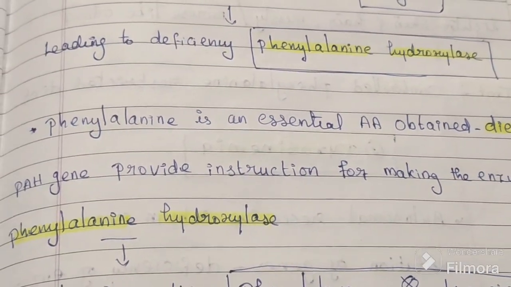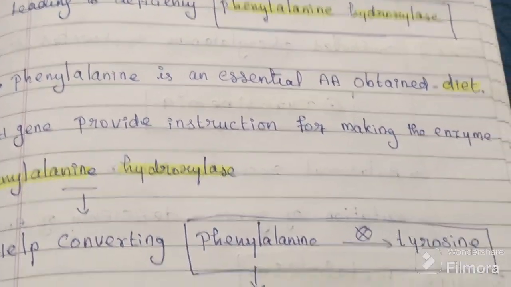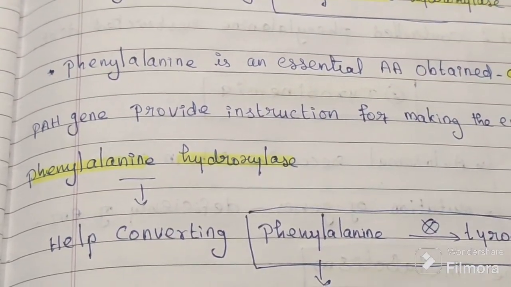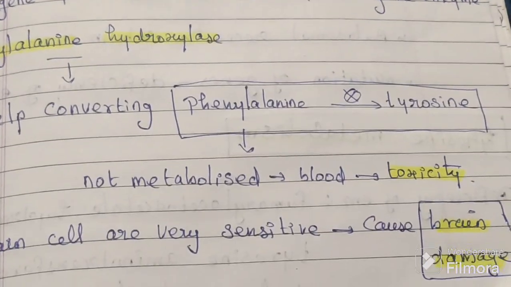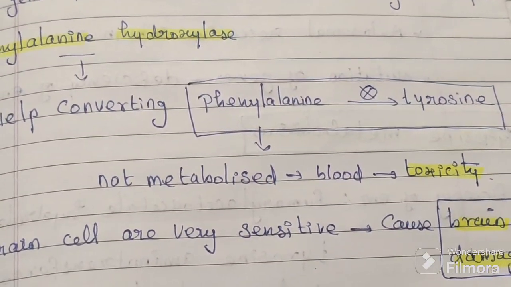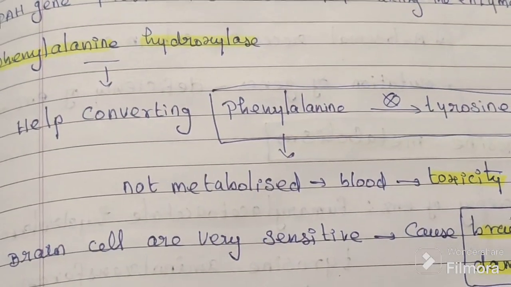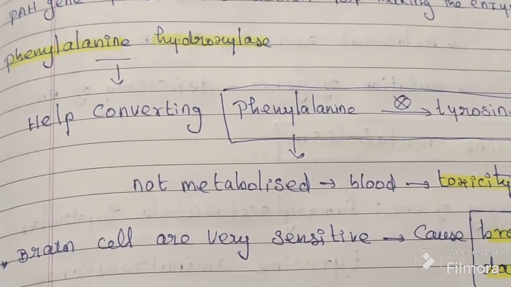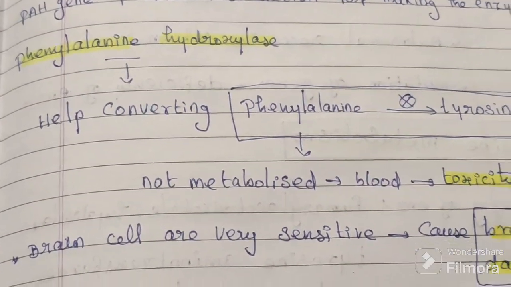Due to the deficiency of this enzyme, phenylalanine is not metabolized in the body, and hence it builds up in the blood and tissue, causing tissue damage leading to toxicity.